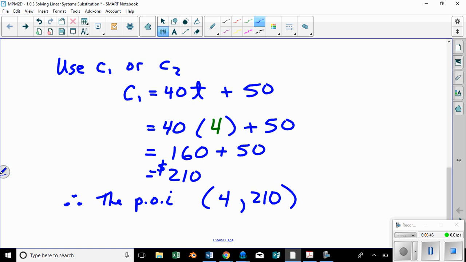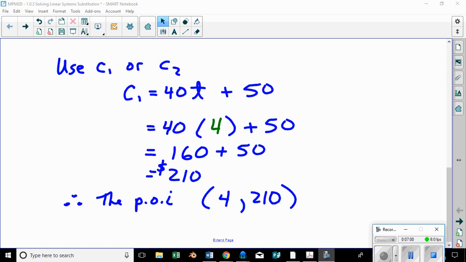Now we would probably have a sentence that would explain, in the context of this problem, that at 4 hours, both companies charge $210. I'm not going to get into that at this point. I'm just teaching the proper method of doing the substitution method. We can have different types of questions.